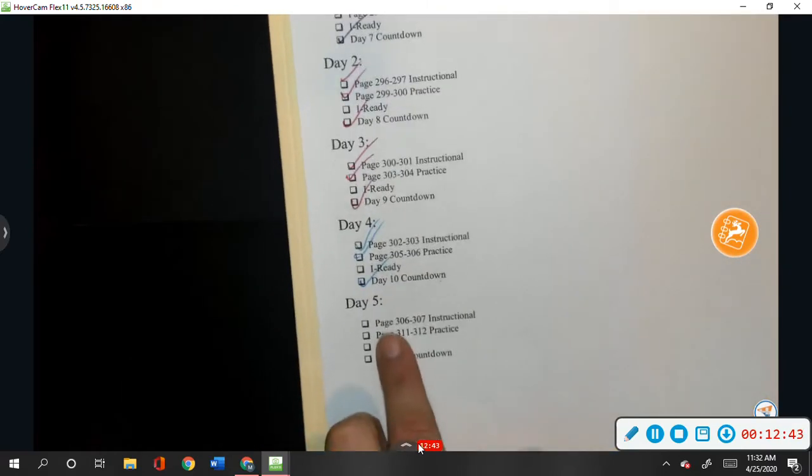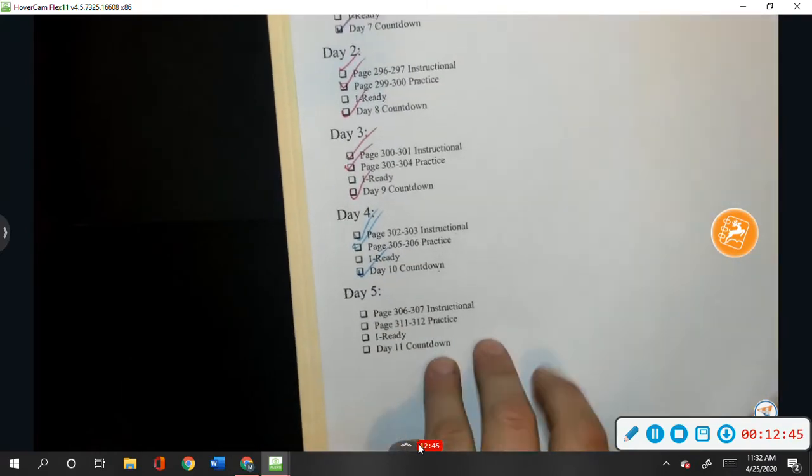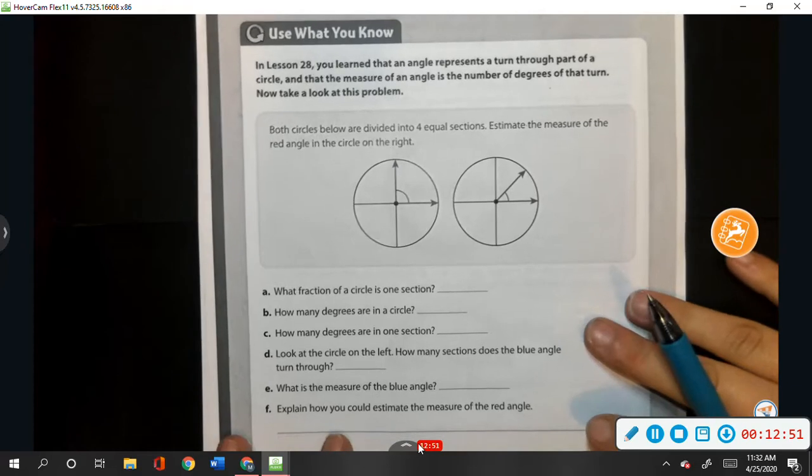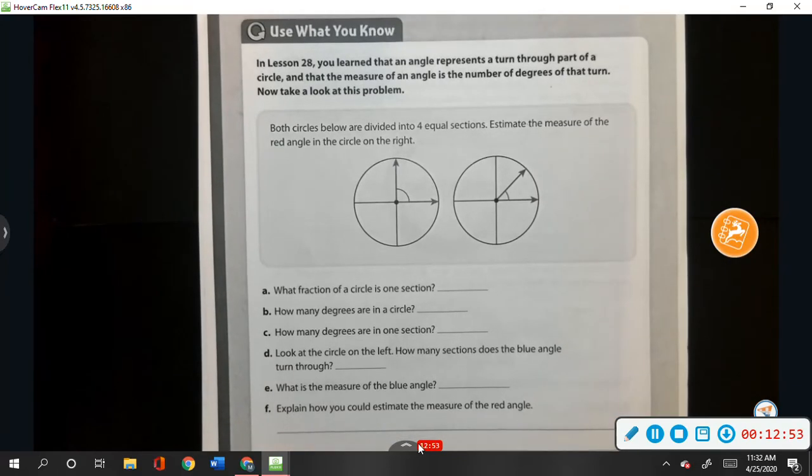Day 5, page 306 to 307 is where we are going to start. Alright, so it said in lesson 28 you learned that an angle represents a turn through part of a circle, and that the measure of an angle is the number of degrees of that turn. Now take a look at the problem.